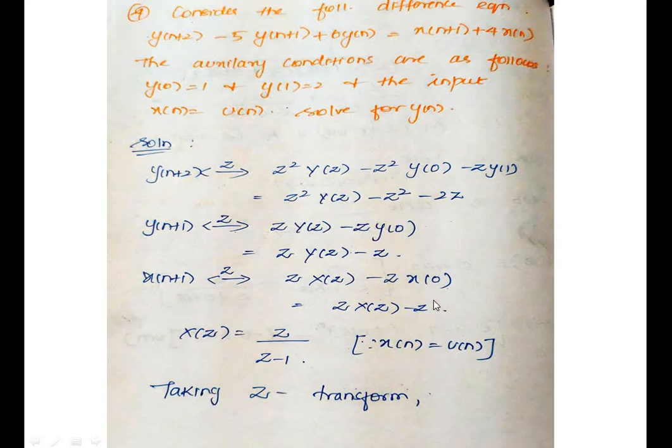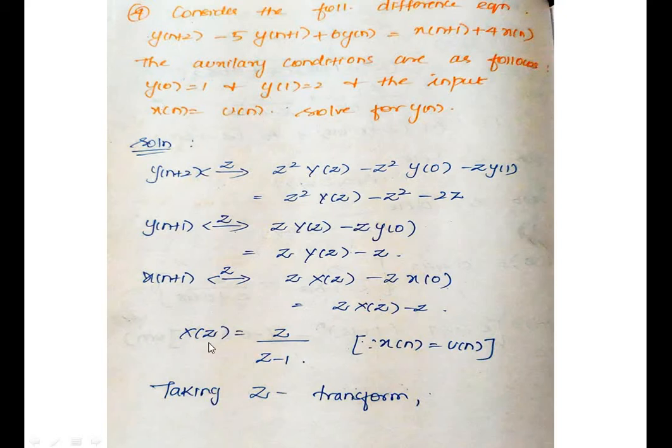So here these equation formats, whatever we have seen, y of n plus 2, y of n plus 1 and y of n plus x of n plus 1. Before substituting the y of 0 and y of n values, look at the first expressions. This one and this one. So make sure you learn these formats by heart so that it will be easier for you to apply in the examination. Then we have x of n is equal to u of n given in the question.